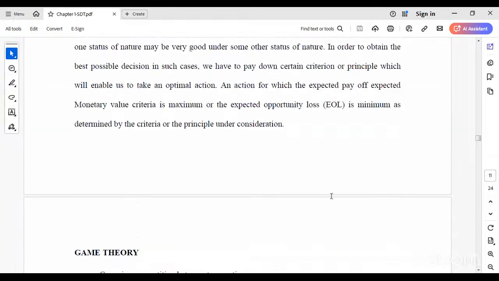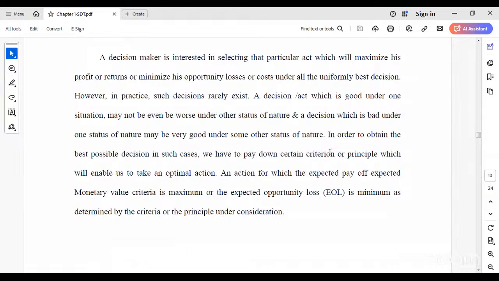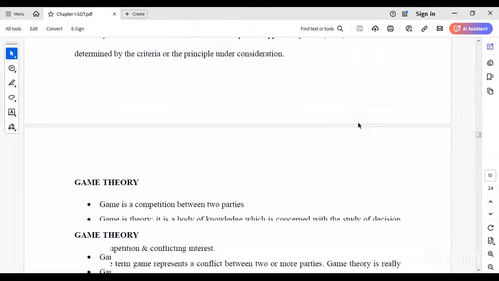Okay, so at this point we have completed the theory part. If anybody has any doubt, you can ask. Meanwhile, let's go through this game theory.